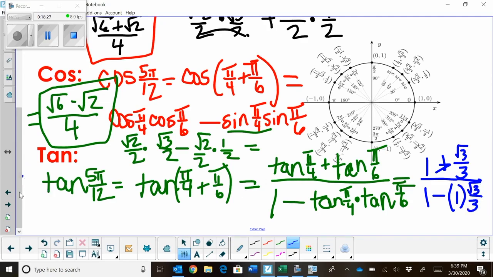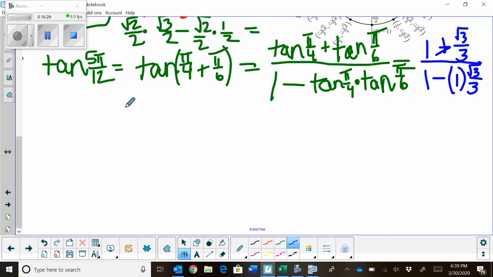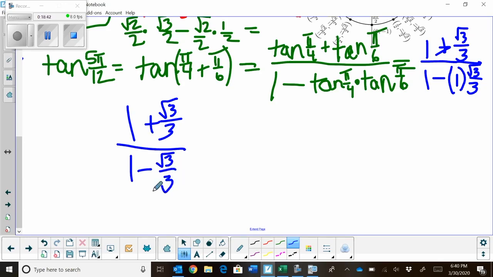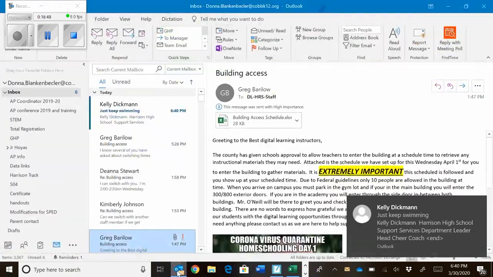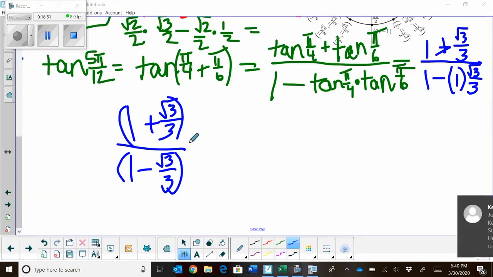So let's just kind of clean this up a bit. So we have 1 plus root 3 over 3 all over 1 minus root 3 over 3. Okay, now don't think that you can just, oh, I'm going to cancel my 1's out. No, no, no, no. This is one quantity and that is one quantity. They're totally different. And you can't cancel anything out here. We can get common denominators and combine the top and the bottom.